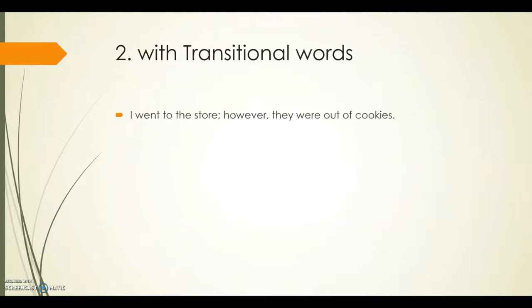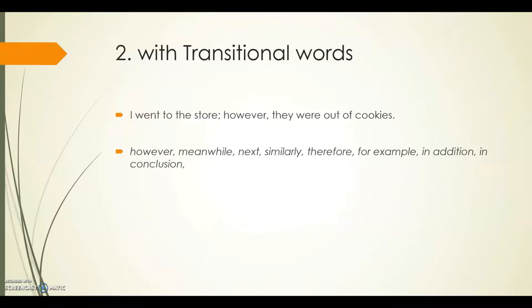The second usage of semicolons also is combining independent clauses, but it also has transition words. I went to the store; however, they're out of cookies. That is more common than just sticking two sentences together. So it might have however, meanwhile, next, similarly, therefore, for example, and there'll always be a comma after the transition word. I went to the store; however, they're out of cookies.